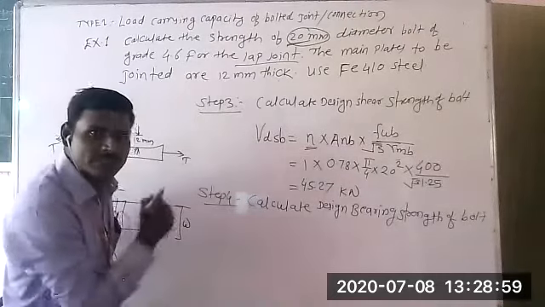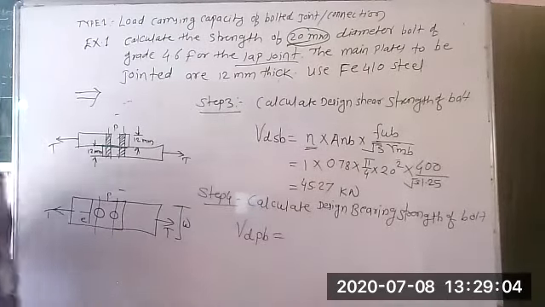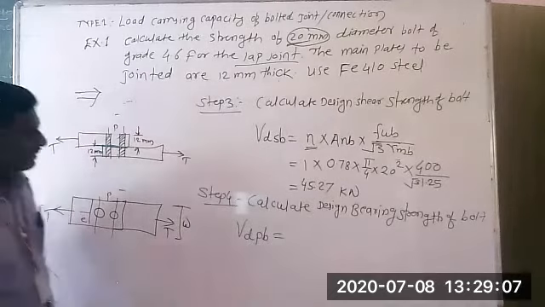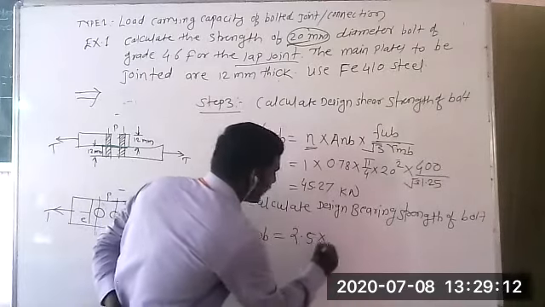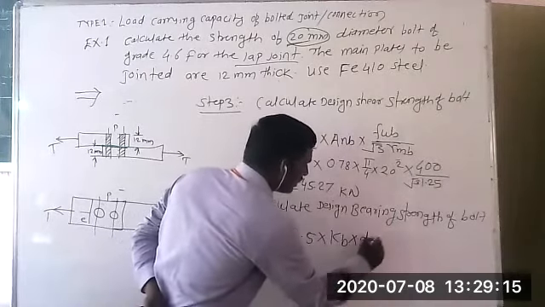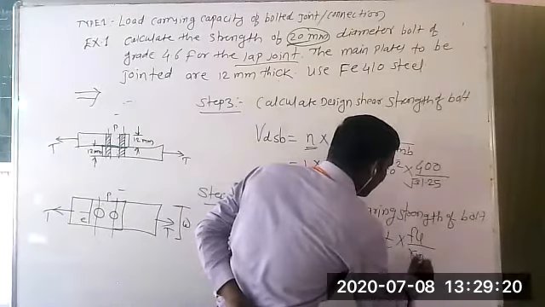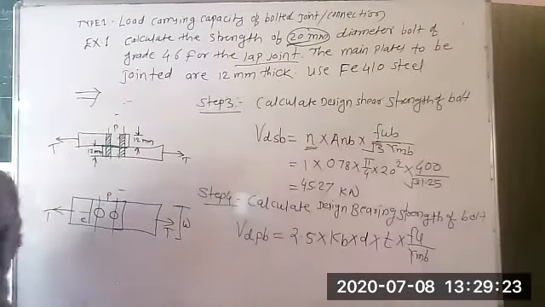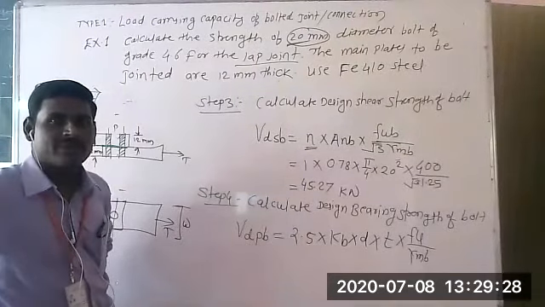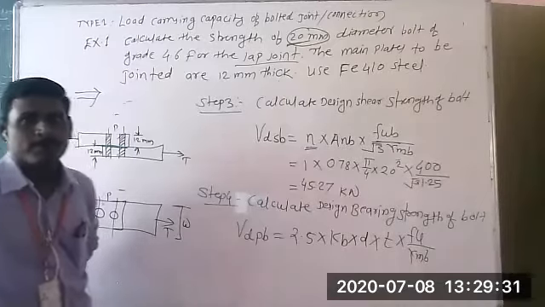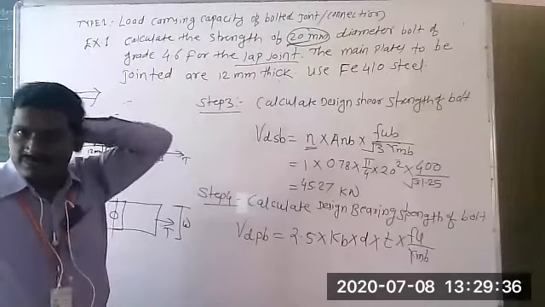Now, what is the formula for the bearing strength? VDPB is equal to 2.5 into KB into D into T into FU divided by gamma MB. Now again, correct this formula. If I have written it correctly, please verify. Whatever was given in the last lecture, please verify the formula.